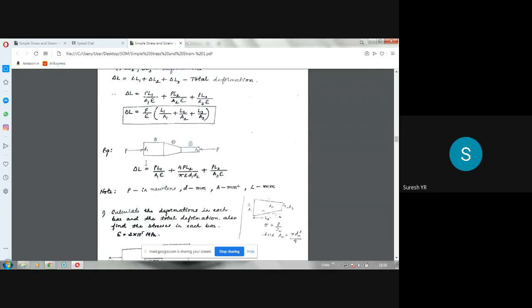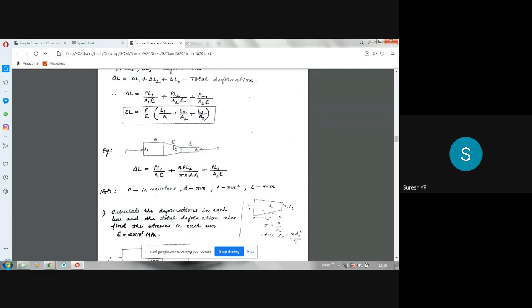portions. See, due to the first portion, suppose if I take this as L1, I have not written here. Please make a note of that. From here to here it is L1. From here to here it is L2. From here to here it is L3. So deformation of this first portion is PL1 by A1 into E. What is A1? A1 is pi D1 square by 4. L1 is this length. Please make a note of that. L1 is this length. L2 is this length.